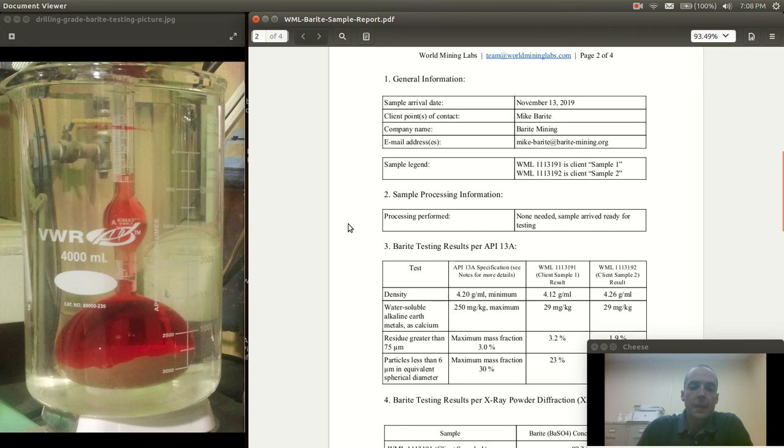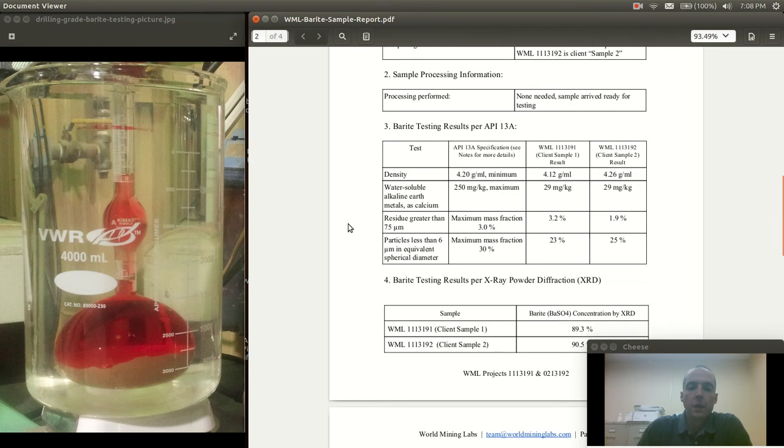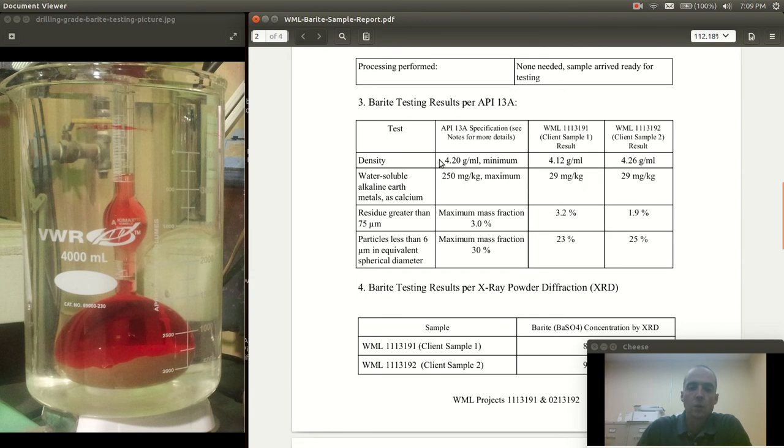So here is the API 13 alpha barite test matrix that you can see. The first and most important thing for drilling grade barite, since it's used to weigh down the drilling mud, is the density. You can see here that the API 13 alpha spec is 4.2 grams per milliliter minimum. And in our sample client here, we had one sample below that spec and one sample meeting that spec.